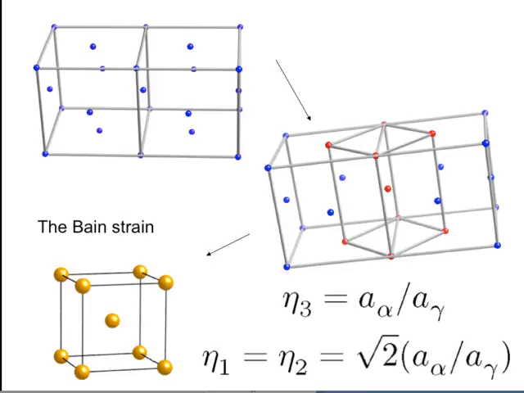No, I haven't done anything. I've just relabeled the axes, okay? So that's a body-centered tetragonal cell of austenite.